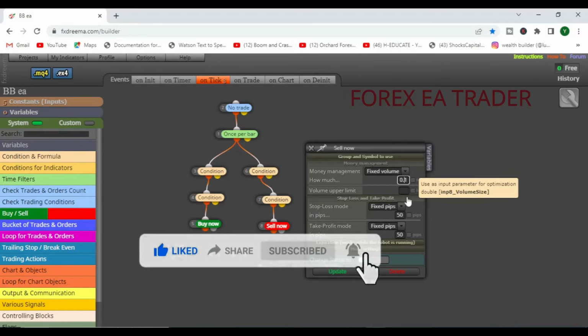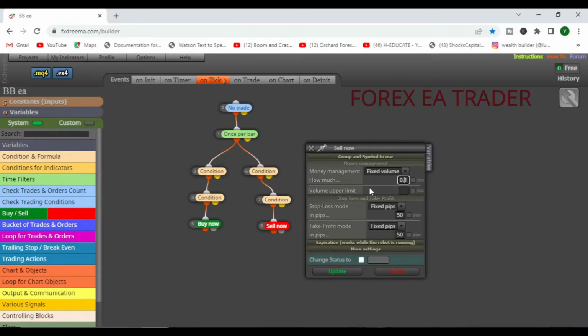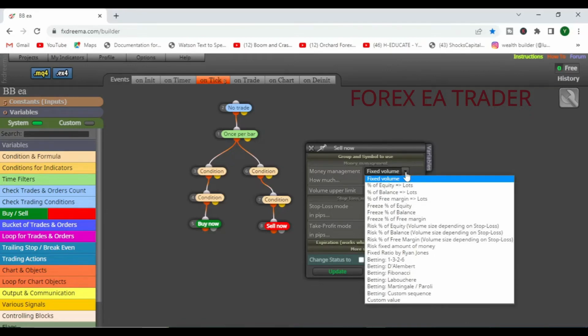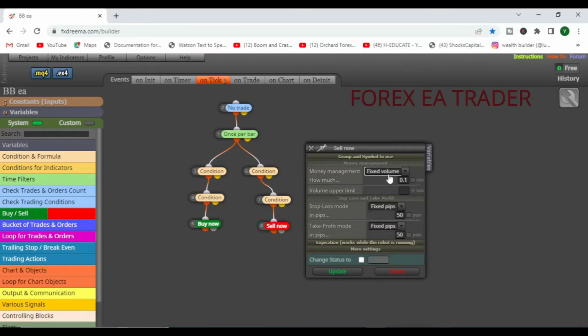That's what I usually use. But let's say you want to go Martingale. If you go here where money management says fixed volume, next there is a drop down arrow. If you go in there and just click on that, you find that there is a whole lot of options that you can use instead of just a fixed volume.